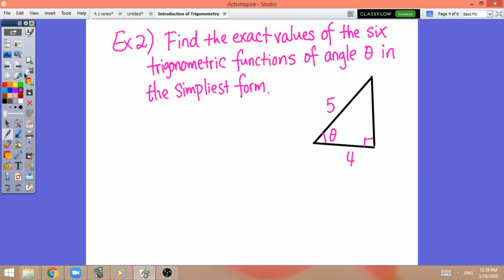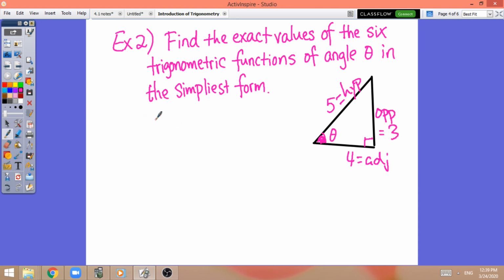Find the exact value of the six trig functions of the angle theta in the simplest form. Well, this one is relatively easy. One thing we notice is theta, 4, and 5. Theta is the base angle, so we shade that off a little bit. Over here, this one is adjacent, and 5 is the hypotenuse. So it looks like opposite is what we need to find out. By using the Pythagorean theorem or a Pythagorean triple, you'll see that opposite is going to be 3.